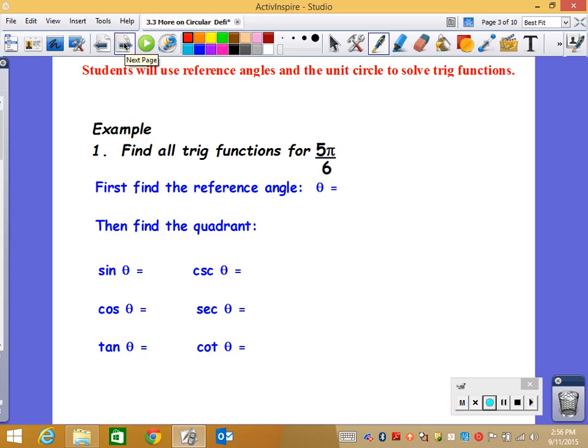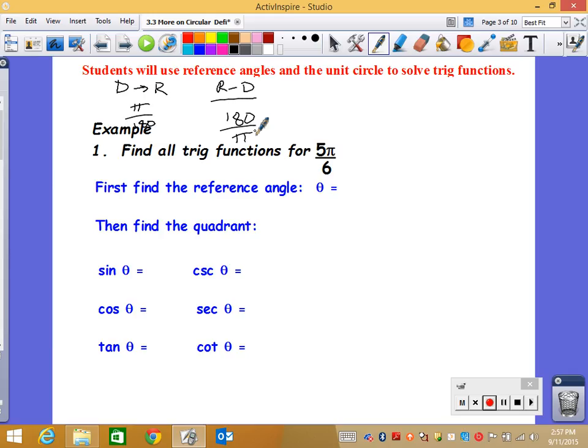So for an example, to start things off, let's find all trig functions for 5 pi over 6. If you remember back to when we were dealing with degrees and radians, it might be helpful to switch radians back to degrees, or degrees to radians if you think that way. If you remember our conversion factor, degrees to radians, you multiply by pi over 180. And for radians to degrees, you multiply by 180 over pi.